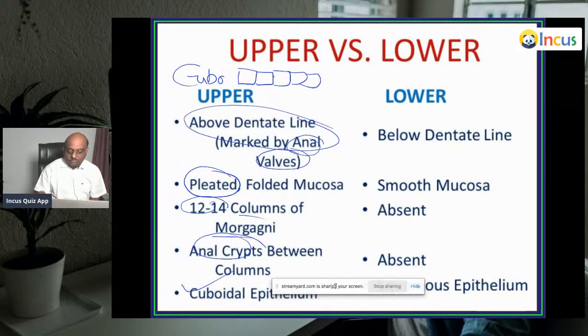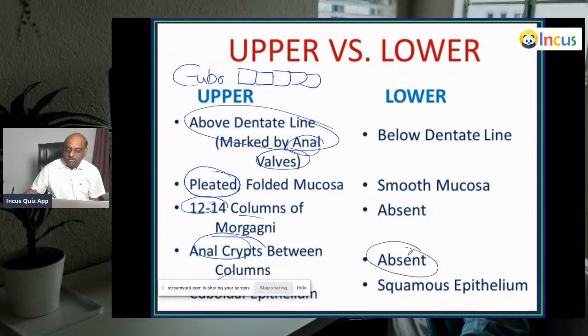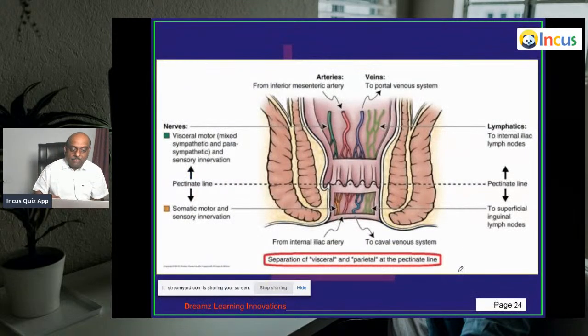Below the dentate line, there are no crypts, there are no columns of Morgagni. It is a smooth mucosa and it is a squamous epithelium, is what you have to remember. So if you look at the pectinate line, above the pectinate line, it is all sympathetic, parasympathetic, and sensory innervation. Below pectinate line, you have somatic, motor, and sensory innervation.